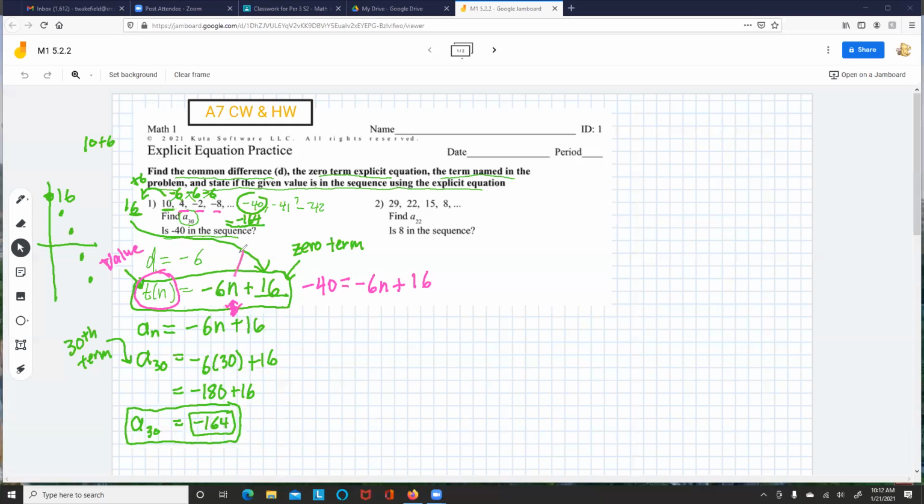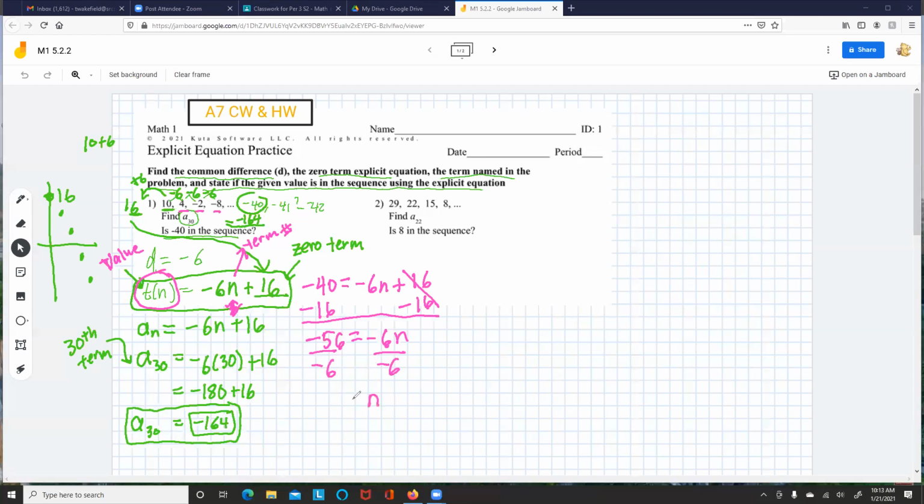So n is the term number. We want to find what term number negative 40 is, so we're going to solve for n here. We're going to work backwards. We're going to subtract 16 from both sides. We get negative 40 minus 16 is negative 56 equals negative 6n. And then we need to divide by negative 6. And our question is, is negative 6 going to go evenly into 56?